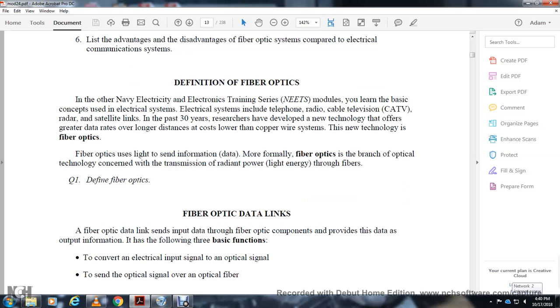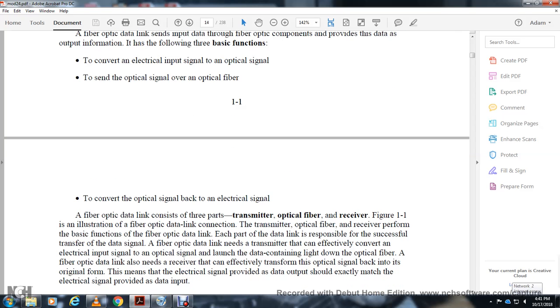Fiber optic data links. A fiber optic data link sends input data through fiber optic components and provides this data as output information. It has the following three basic functions: convert an electrical input signal to an optical signal, send the optical signal over an optical fiber, and convert the optical signal back to an electrical signal. A fiber optic data link consists of three parts: the transmitter, the optical fiber, and the receiver. Figure 1 is an illustration of a fiber optic data link connection. The transmitter, optical fiber, and receiver perform the basic functions of the fiber optic data link. Each part of the data link is responsible for the successful transfer of the data signal.